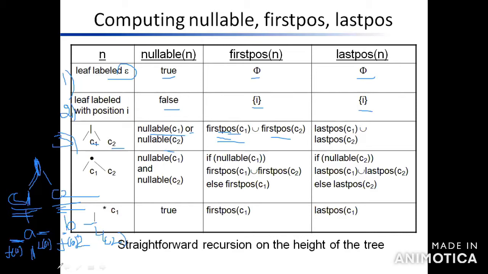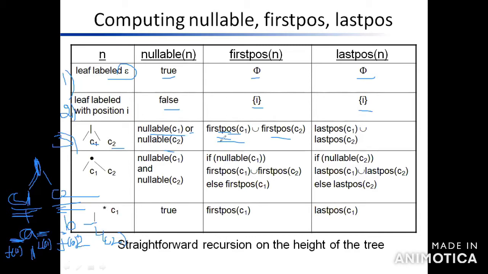First position of C1, first position of C2. Last position of C1, last position of C2. So in the numbering, the left side indicates the first position and the right side indicates the last position. That is the meaning of everything here: left indicates first position, right indicates last position.